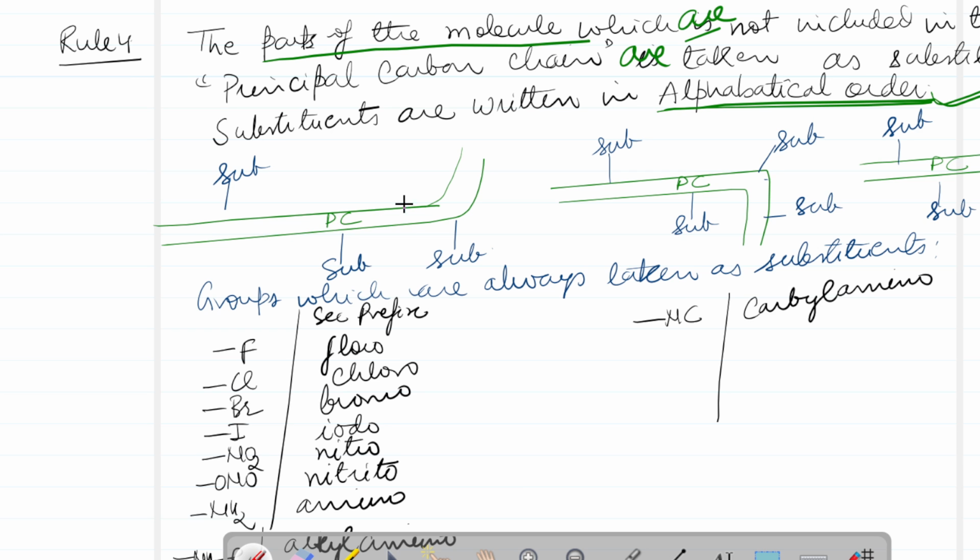Here, the part of the molecule which is not part of the principal carbon chain is a substituent. Groups which are always taken as substituents, which are never included in the principal carbon chain: all halogens. If you see a fluorine atom in an organic compound, it would be always a substituent. Fluoro, chloro, bromo, iodo, right? NO2, nitro, ONO, it is nitrito, NH2, it is amino.